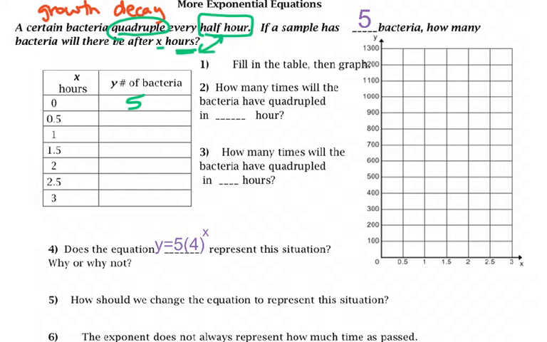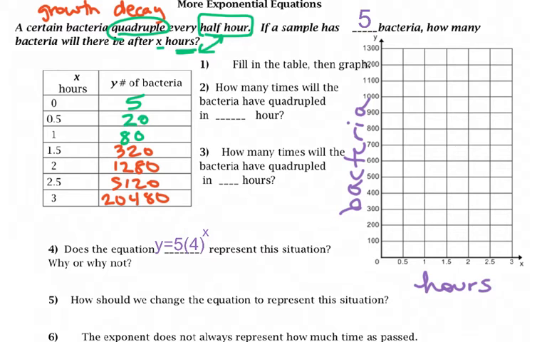Half hour, hours. So if we think about what happens, every half hour we're quadrupling. That's not the same as saying, since it's an hour, times 8, because 5 times 8 would be 40, and that's not what that is. So we have to be really careful about our time frames. Let's think about what's going on here. So go ahead and fill in the rest of the table, and label your X and Y axis, and then come back and we'll answer the rest of the questions.